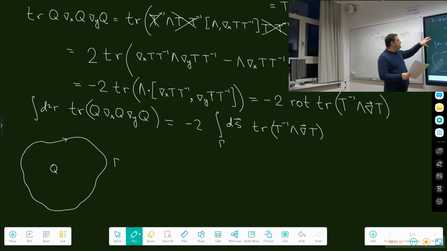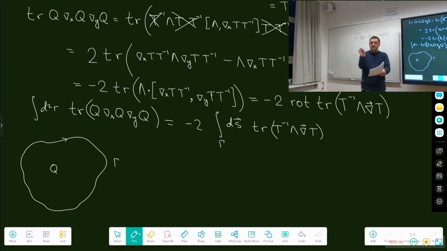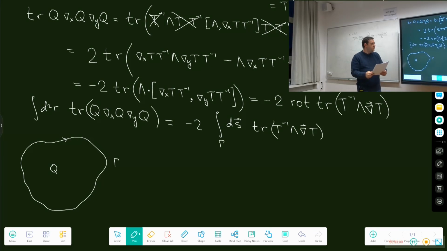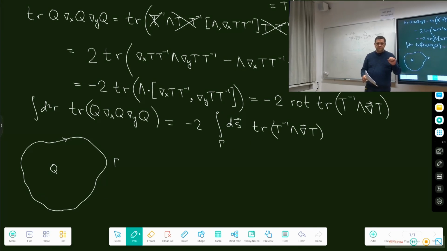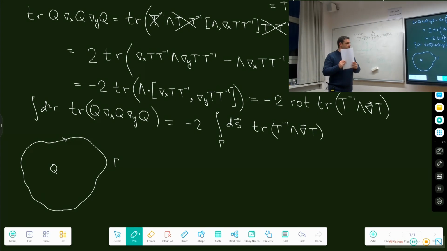So to say, if you take a variation of the action, for example, you found the minimum of the action, and then you take the variation near this minimum, the variation of this term will be identically 0. Because it's a total derivative. It's an integral of a total derivative.